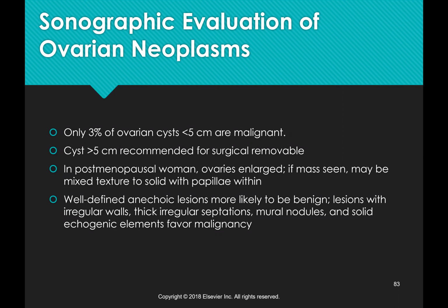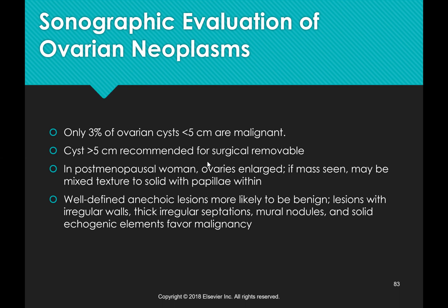Only about 3% of ovarian cysts that are less than 5 centimeters are malignant. So that's the first thing I want you to know: the smaller the mass, the more likely it's going to be benign. Cysts that are greater than 5 centimeters are recommended for surgical removal. If you do see a cyst greater than 5 centimeters, that's when they like to either aspirate it or remove it, especially in a postmenopausal woman.